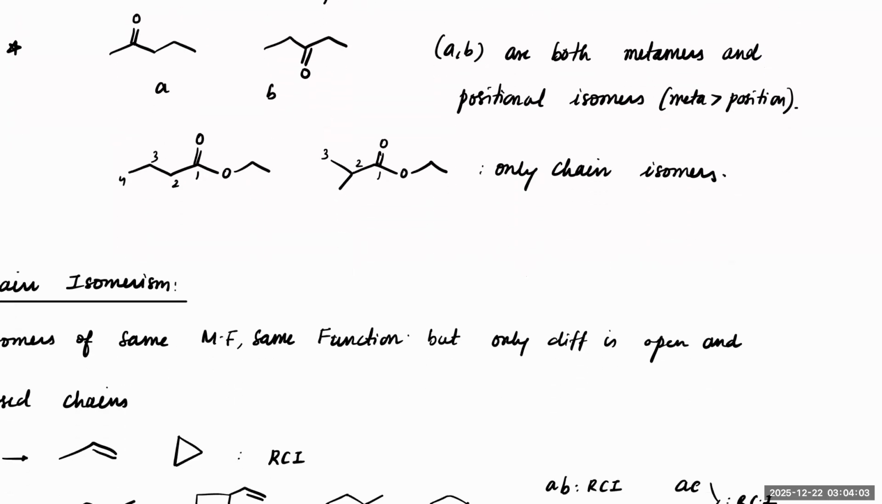Next, check out the case here. On the left hand side I have 3, right hand side I have 2. Right here, left hand side 3, right hand side 2. So now what happened? Now you can see 1, 2, 3, 4. Here we have 1, 2, 3. So chain length has been different. That's why these are only chain isomers and not metamers. Because number of alkyl groups on both sides are same. So these are not metamers.